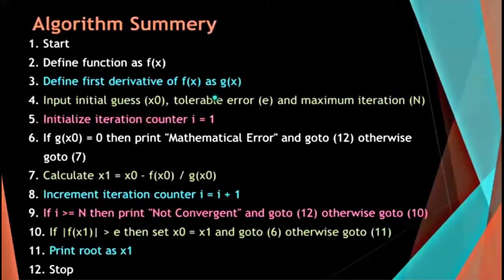Step 8, increment the iteration counter I equal to I plus 1, and you can even use I plus plus, which is the increment operator. If I is greater than or equal to n, then print not convergent and go to step number 12, otherwise go to step 10. Step 10, if mod of f of x1 is greater than e, which is the tolerable error, then set x0 equal to x1 and go to 6, otherwise go to 11. Step number 11, print root as x1. Step 12, stop. Now let's see the program.